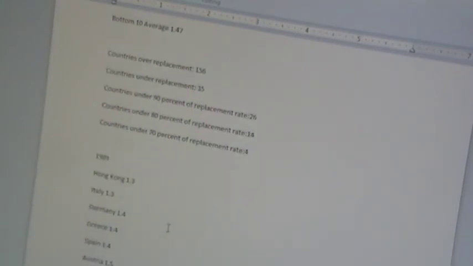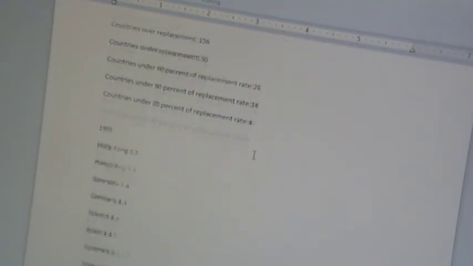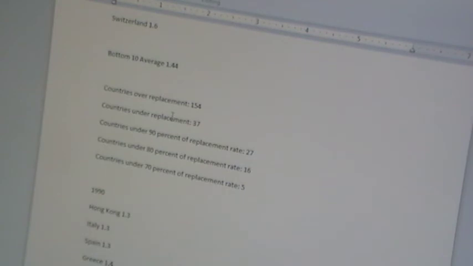This would be Korea. All right. Now we're down to the bottom 10 average of 1.47. Countries over replacement, 156, 26, 14, 4. Now we've got Hong Kong, which is 1.3. Italy's 1.3. It's about the same. As you see, not much has changed. And so the bottom 10 average is 1.44. It's still going down, though.